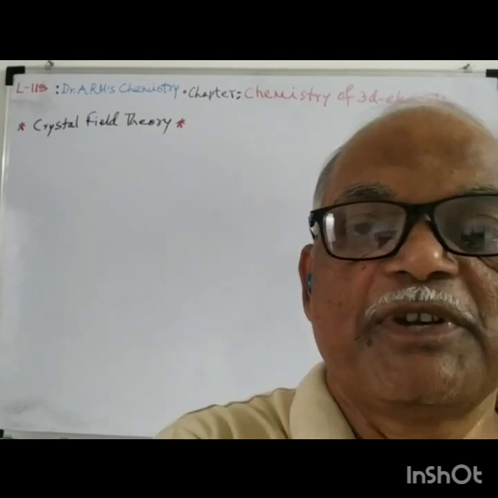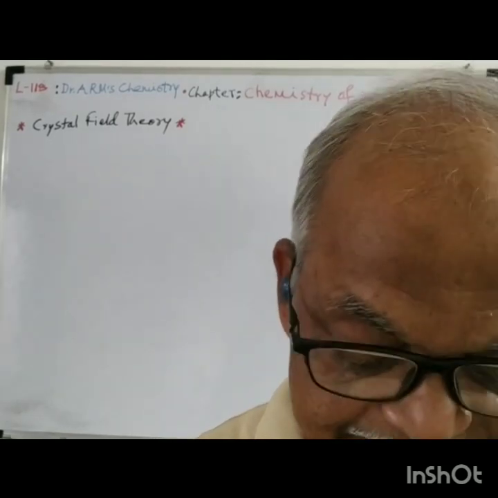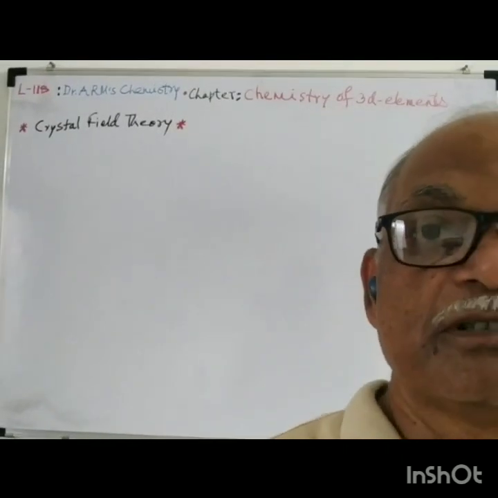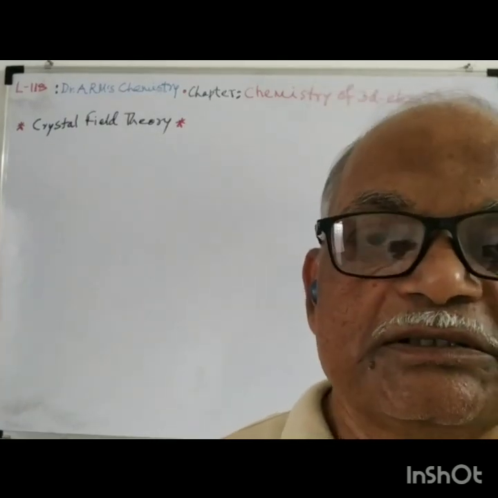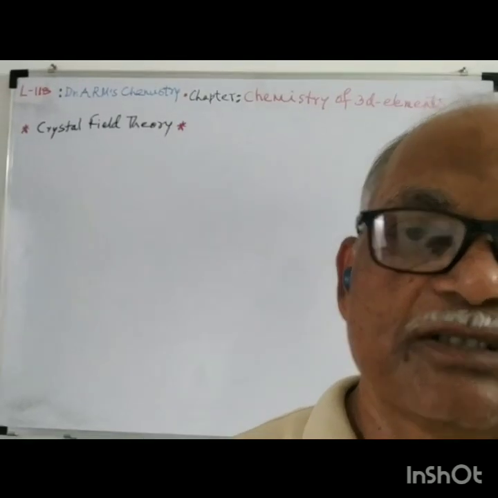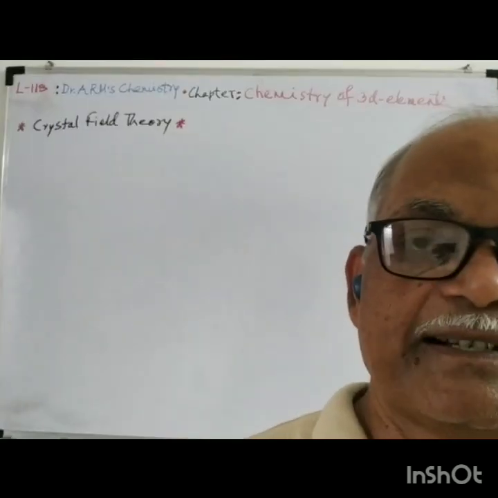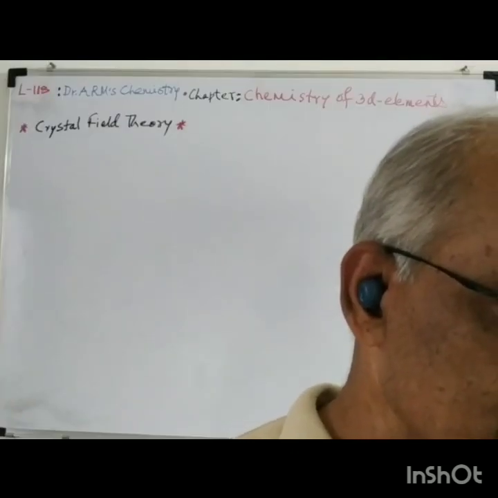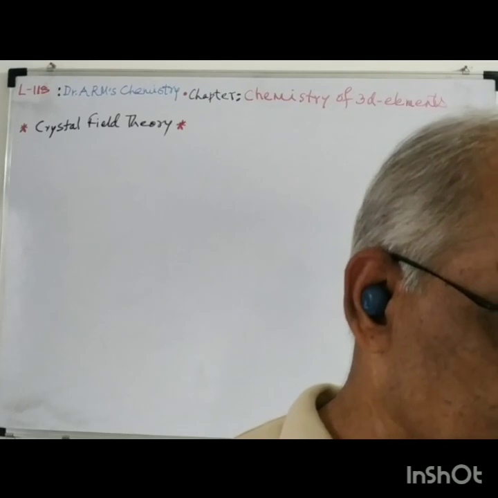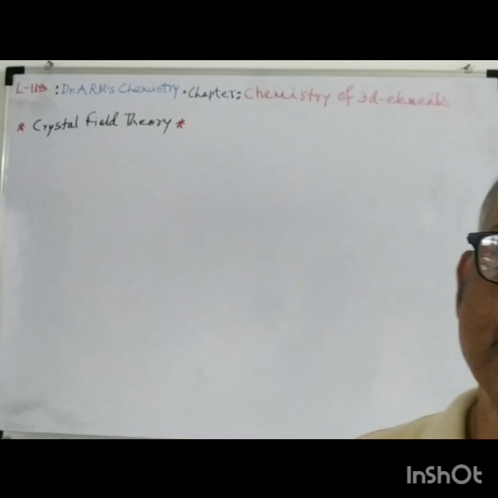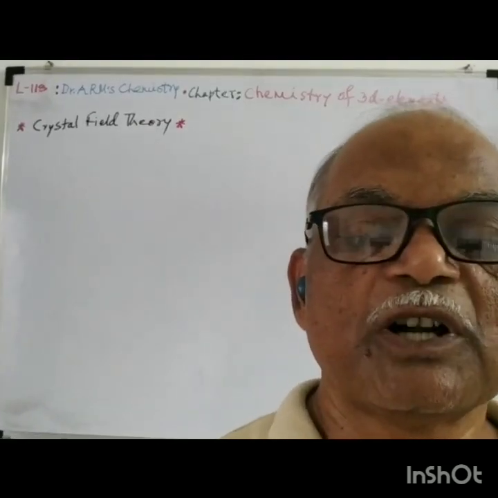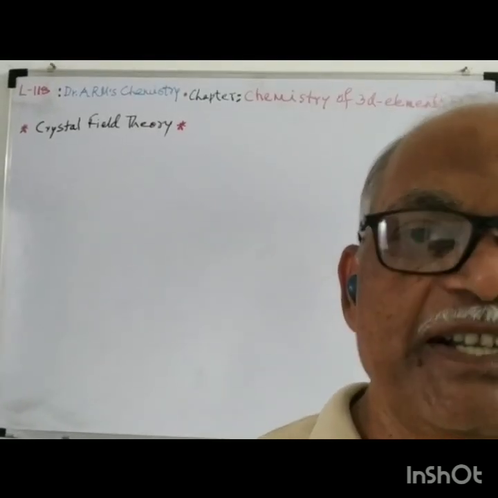Friends, last time we have seen stereochemistry. Today we will see the crystal field theory in case of coordination compounds. So this theory can be considered for specifically the square planar complexes, tetrahedral complexes and octahedral complexes, as well as square pyramidal complexes. Before that, we have to see the first point, that is, what are the limitations of VBT?